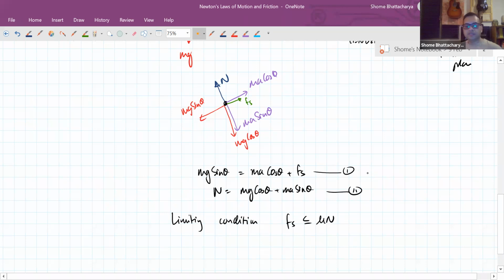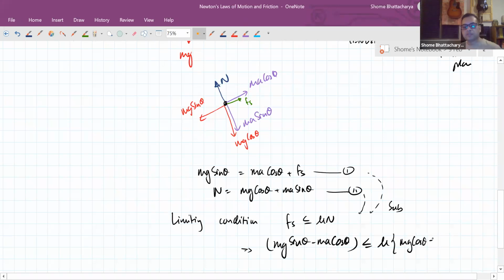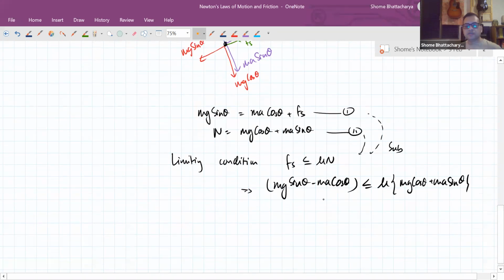So when we incorporate this limiting friction condition by substituting these values here, we can see that on the left hand side, the static friction required is the difference of mg sine theta and ma cos theta. This is the amount of friction that should be acting to prevent it from slipping. Whereas on the right hand side, the maximum friction available to us, the limiting value of friction, is mu into N, where N from the second equation is mg cos theta plus ma sine theta. So this equation rearranged will give us a condition on A, and that condition will give us the limiting condition for the minimum value of A.